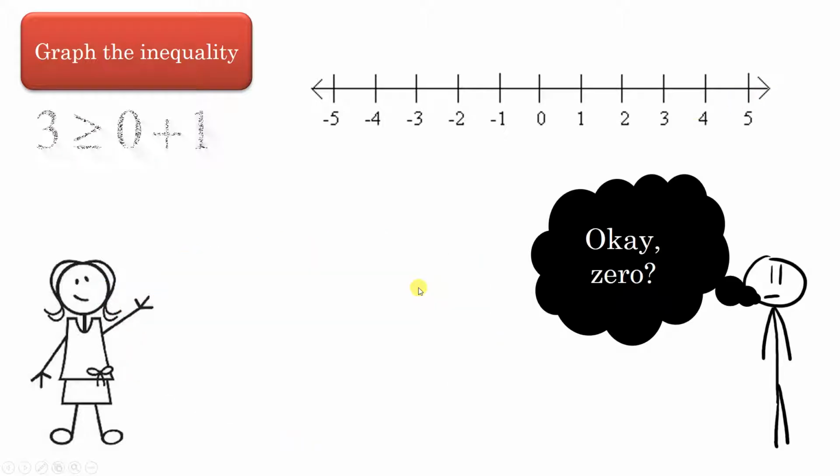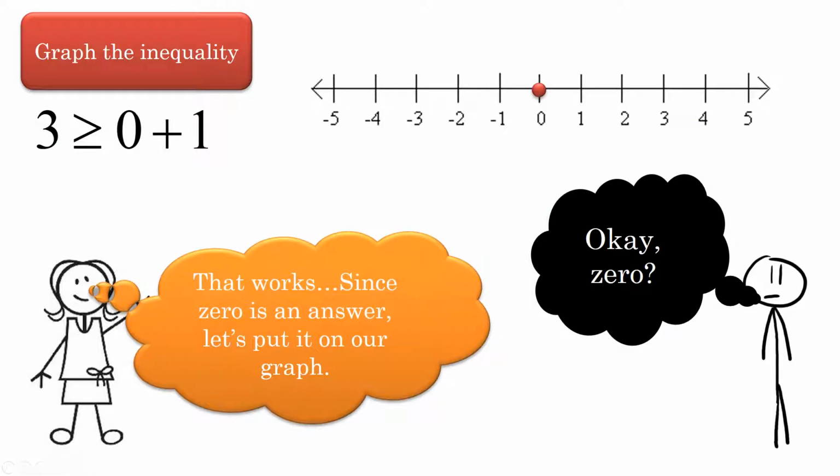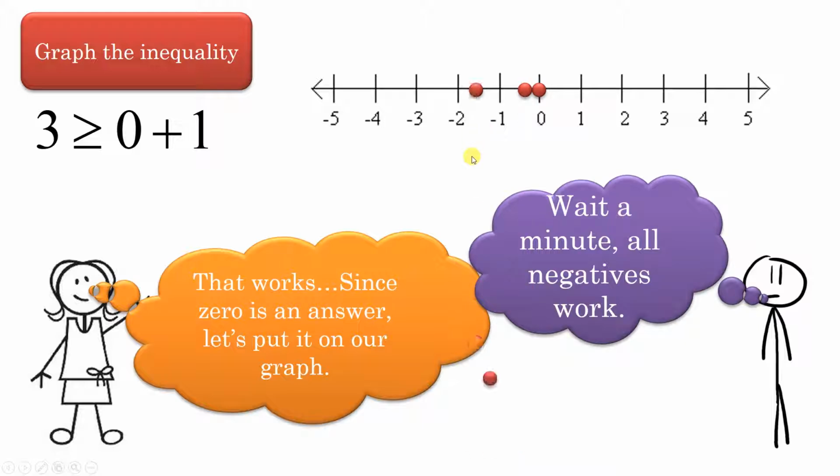All right, well, let's try another one. Let's try 0. 0 does work. 3 is greater than 0 plus 1, so there's going to be a dot on the 0 for sure. In fact, all of the negative numbers are going to work. Everything less than 0 will be a solution.